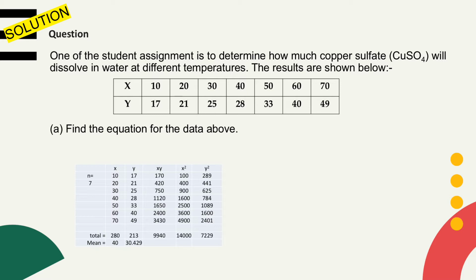And also we have to find the summation of x, which is given here as 280, summation of y 213, summation of xy 9940, summation of x squared 14,000, and summation of y squared 7229. We also find the average of x, which is 280 divided by 7, so that gives the value of 40, and the average value of y is 213 divided by 7, and the value is 30.429.